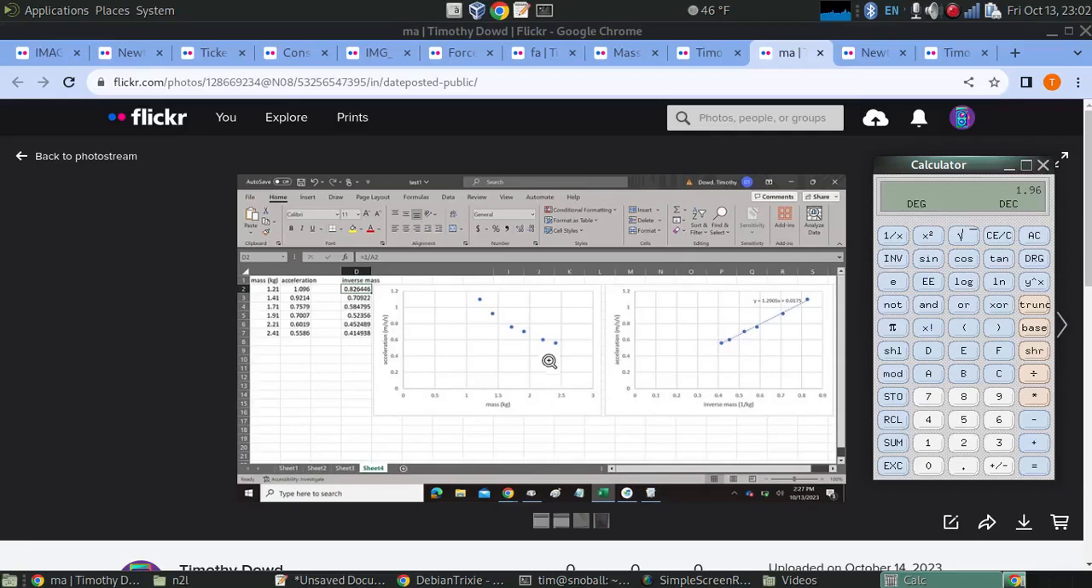Given that our data, though, does appear inverse here and very linear when we invert the mass, I think we're looking at some sort of systematic error. And our best guess is that that's probably friction.